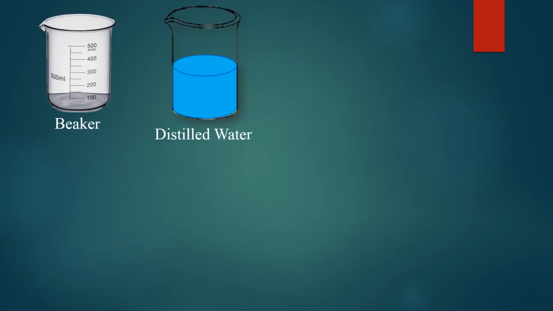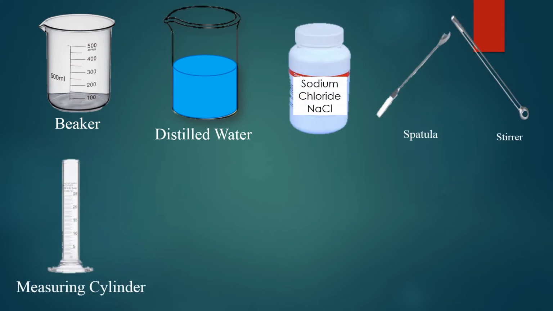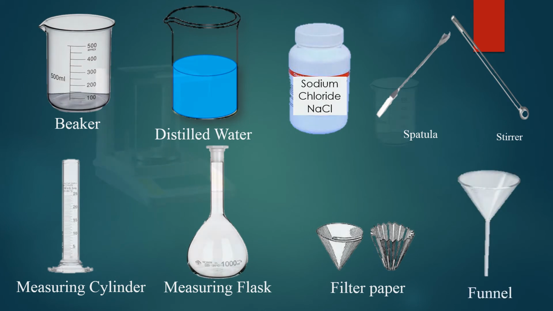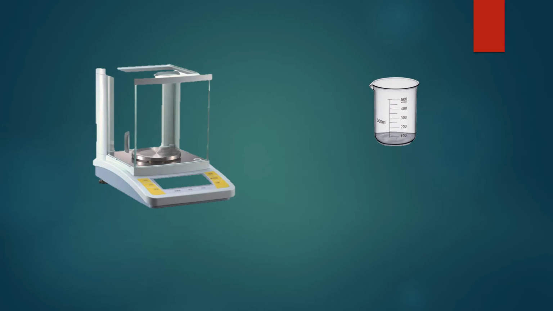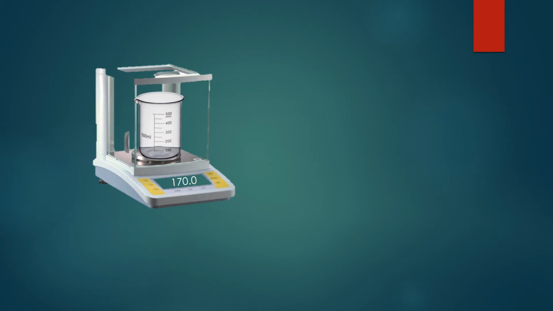For performing the experiment, the apparatus required are empty dry beaker, distilled water, sodium chloride, spatula, stirrer, measuring cylinder, 1000 milliliters measuring flask, filter paper, and funnel. First of all, turn the weight balance on. Now place the empty beaker on the weight balance. The weight balance displays its weight. Now press the tare button. You can see that weight balance shows the weight of beaker as 0.